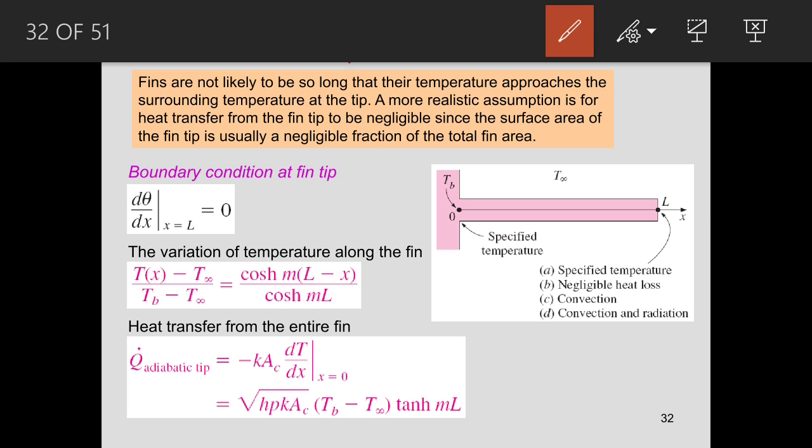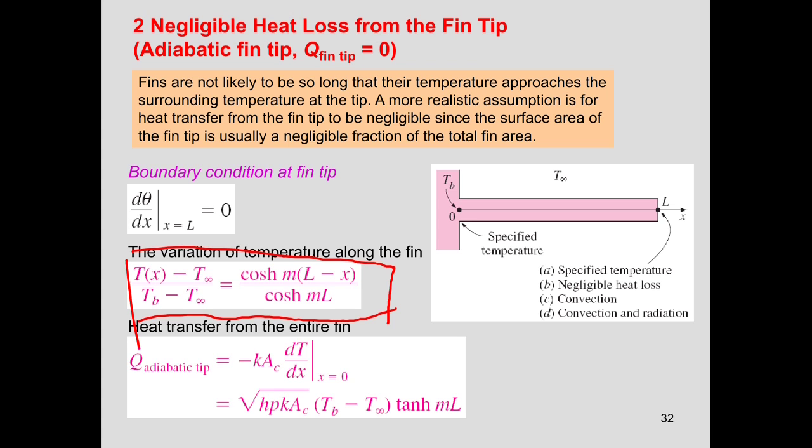We will get the temperature distribution over that fin as (T(x) − T∞)/(Tb − T∞) = cosh m(L − x)/cosh(mL). This formula will be used to find the temperature distribution for a negligible heat loss from the fin tip, or the adiabatic fin tip condition, and the heat transfer rate from the entire fin will be found from Q adiabatic tip = −k Ac dT/dx at x = 0.